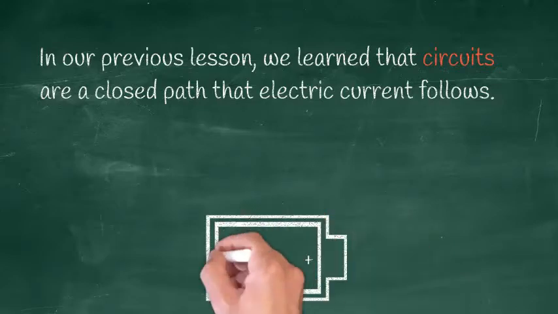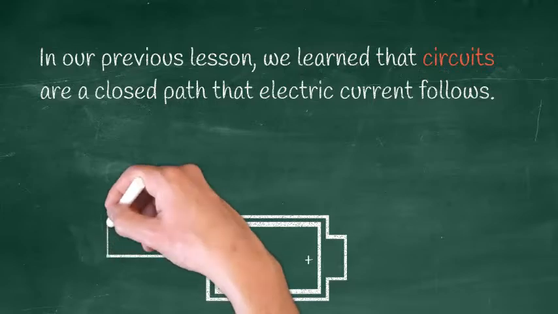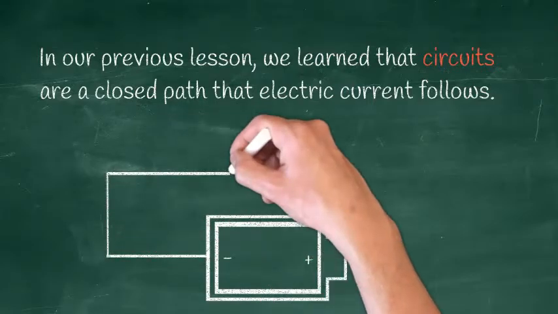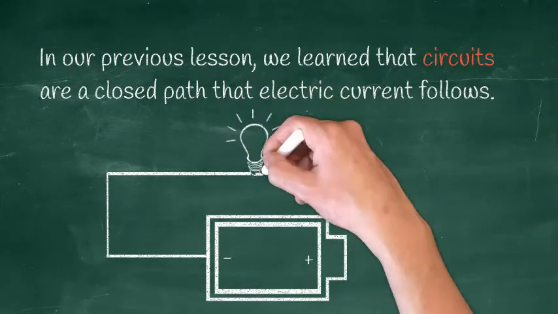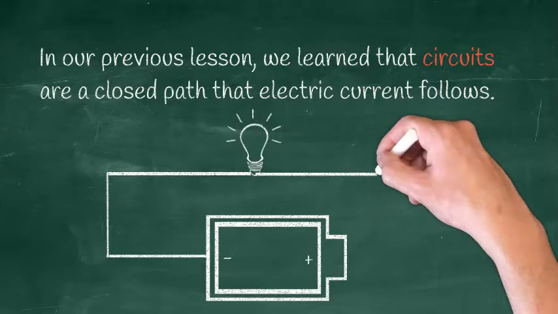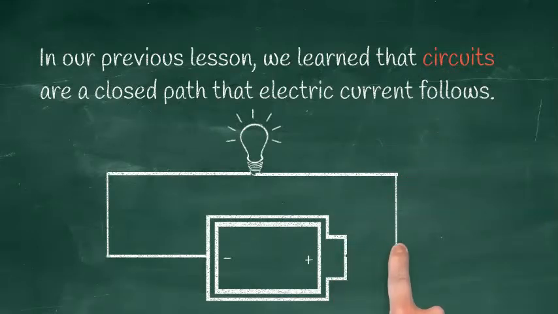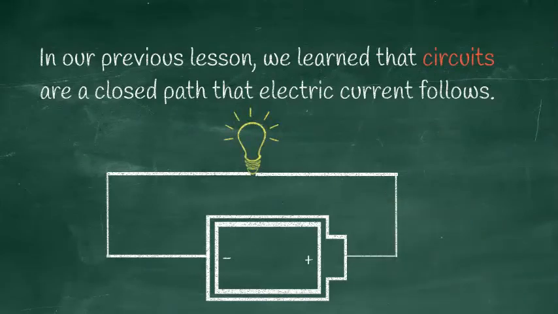So here we have our battery, just like last time. We have a positive end and a negative end, and we're going to connect some wires from that negative end to a light bulb, and then from that light bulb to the positive end of our battery. And as we connect those wires, our light bulb is going to turn on.